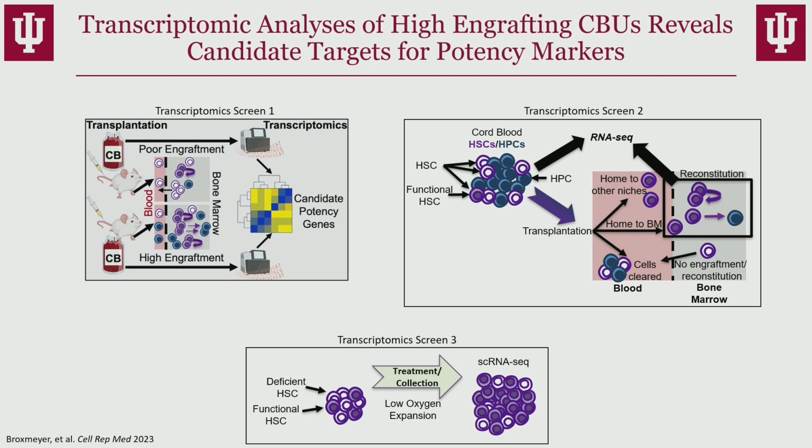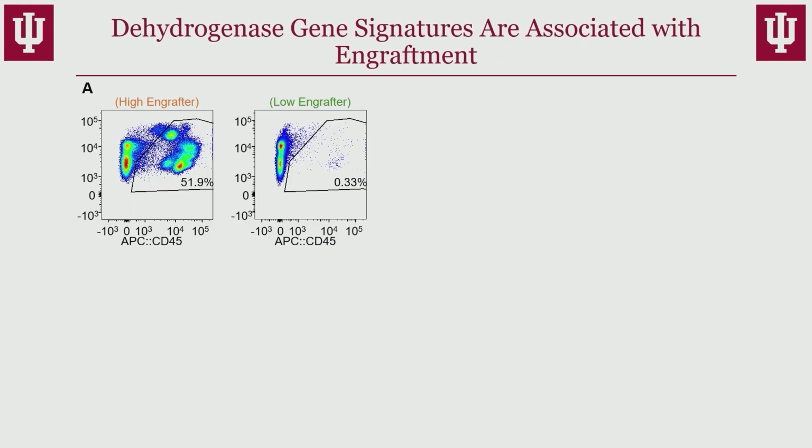And then finally, the third screen is using a method that we know improves hematopoietic stem and progenitor cells to see what exactly is improving within those cells, and can we get a picture of what is driving the potency within that improvement. Again, please come by my poster later. I'd love to talk about this all night, but I've only got a few minutes, so I'm just going to give you a couple of quick images on what we did here.